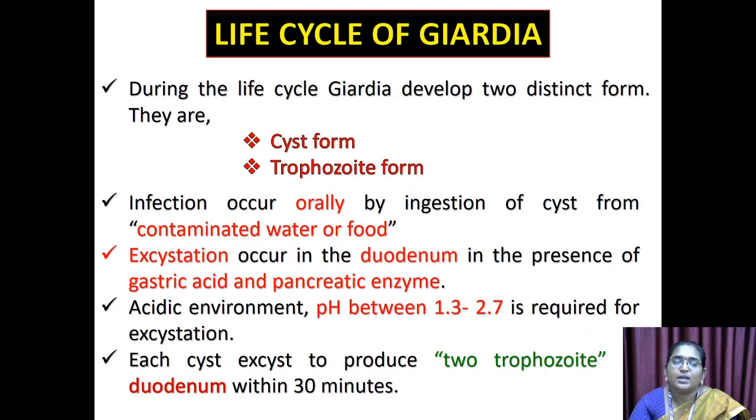Life cycle of Giardia. During the life cycle, Giardia develops 2 distinct forms. They are the cyst form and the trophozoite form. Infection occurs orally by ingestion of cysts from contaminated food or water. Excystation occurs in the duodenum in the presence of gastric acid and pancreatic enzymes. An acidic environment with pH between 1.3 and 2.7 is required for excystation. Each cyst excysts to produce 2 trophozoites in the duodenum within 30 minutes.